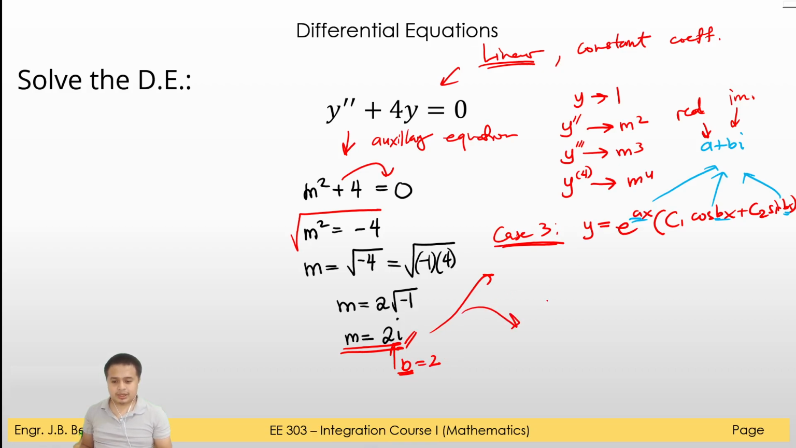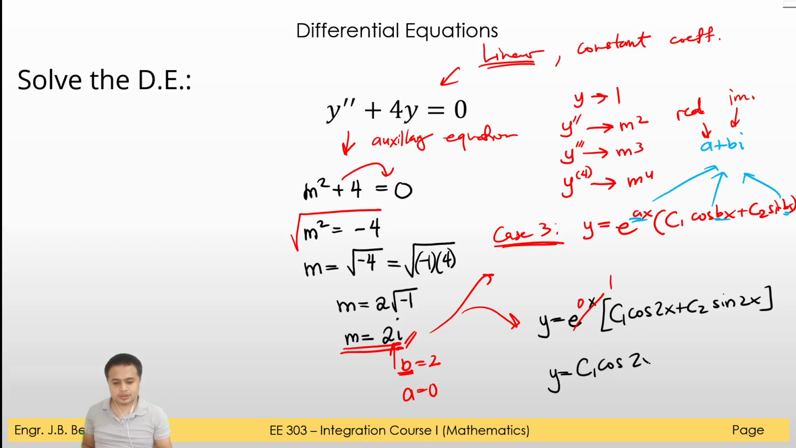Now to solve this, you have an answer which is y is equal to e raised to what? No? So since we don't have a, a is equal to 0. So we have e raised to 0x, and then you have c1 cosine 2x plus c2 sine 2x. So we can cancel this out. So y is equal to, so this will become 1. So we have c1 cos 2x plus c2 sine 2x. Okay. So I think just read my notes regarding the cases.